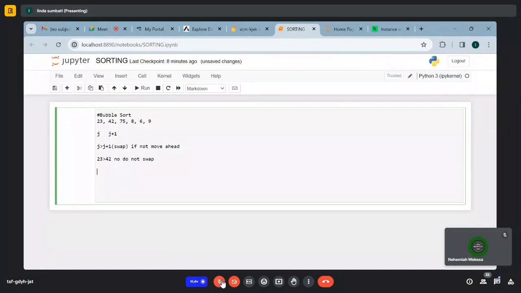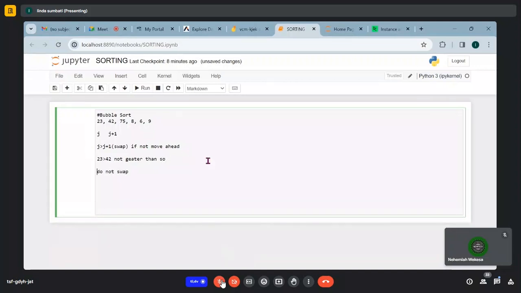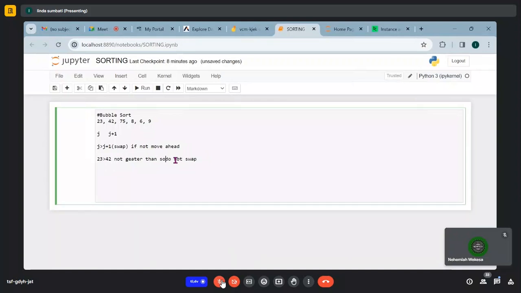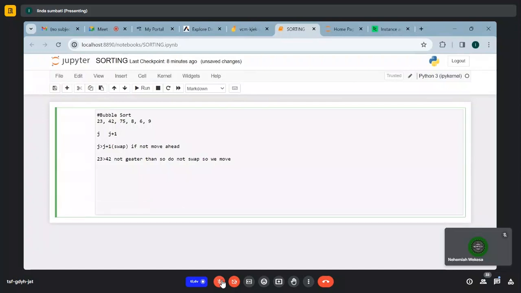So is 23 greater than 42? It's not greater than 42. So we do not swap. So we move. Okay, so I don't think anyone is stuck. So when you get there, let me just write so that people now understand: 42, then 75, then 8, then 6, then 9.